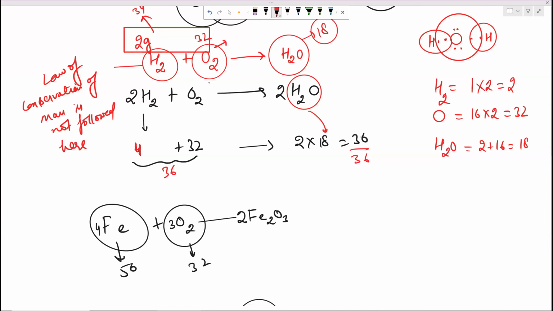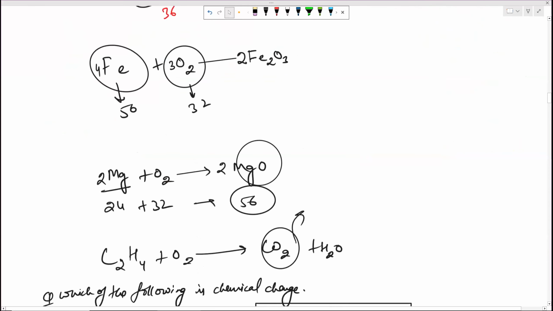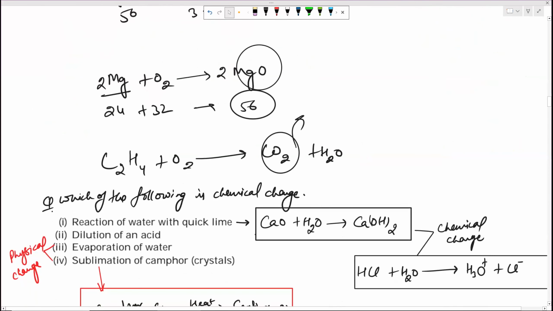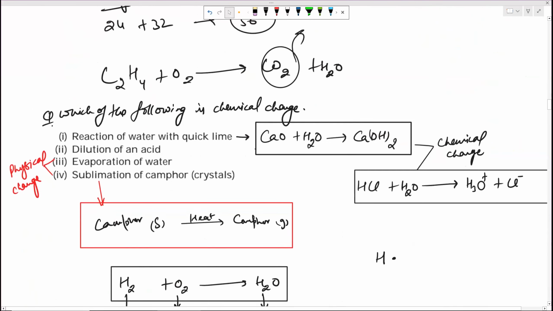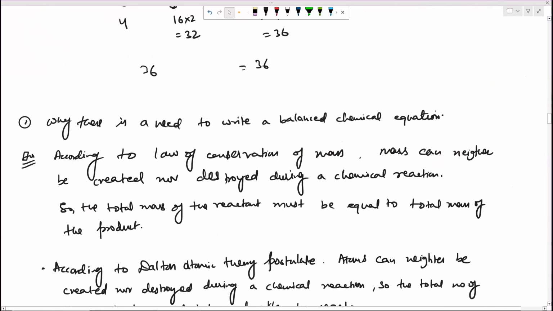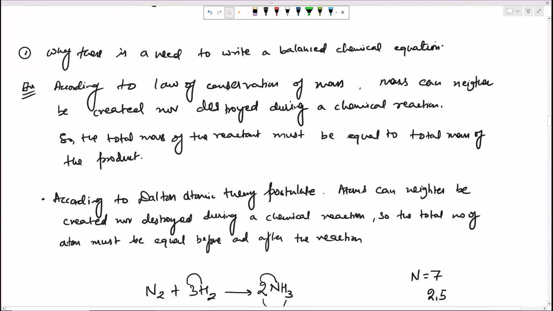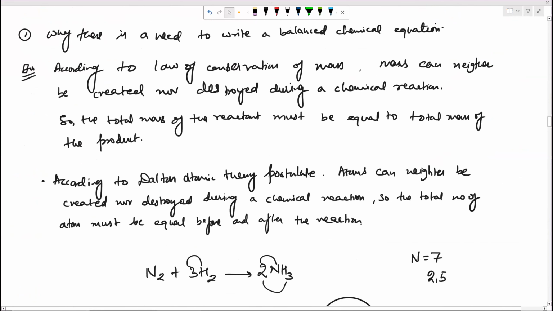Yes, sir. So here we see that a chemical reaction should be written in a balanced form, so that it can follow the law of conservation of mass. Is that clear? Yes, sir. Is the law of conservation of mass followed in all chemical reactions? Yes, it is followed in all chemical reactions.